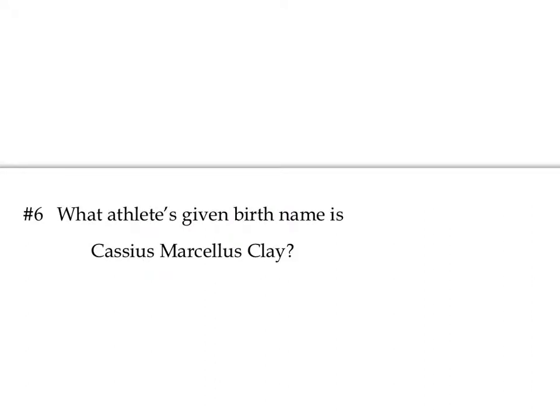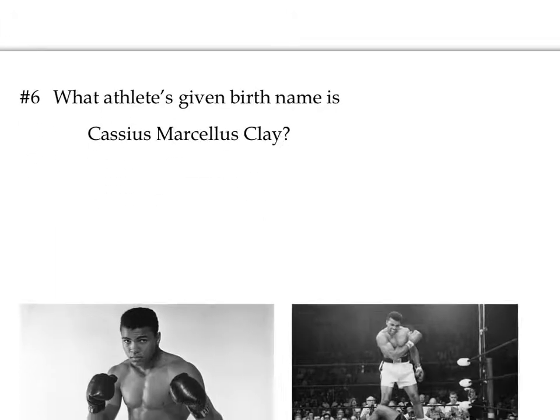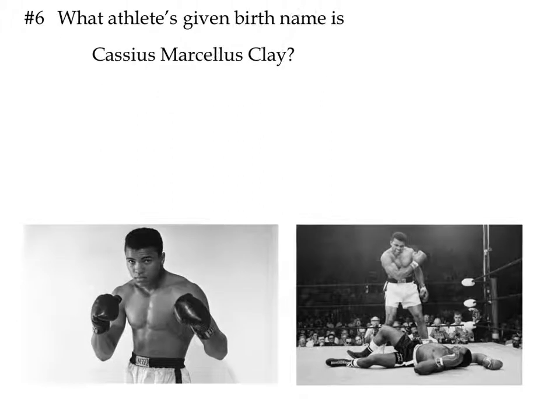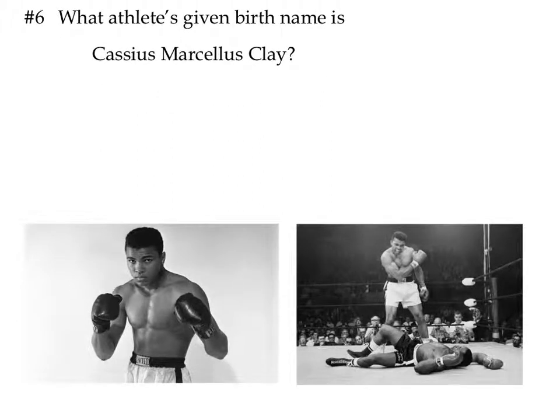After we look at number 6: the athlete's given name is Cassius Marcellus Clay. Who would that athlete be? Do you know who Cassius Marcellus Clay is? There's a couple photos. If you know who that might be, that is Muhammad Ali. He's considered one of the greatest athletes of all time. In fact, Sports Illustrated named him the greatest athlete of the 20th century. He was nicknamed the greatest, actually.